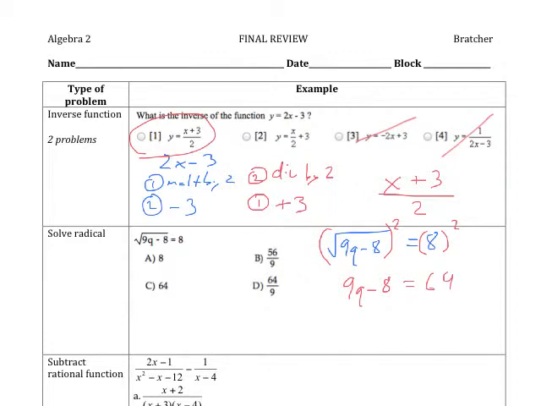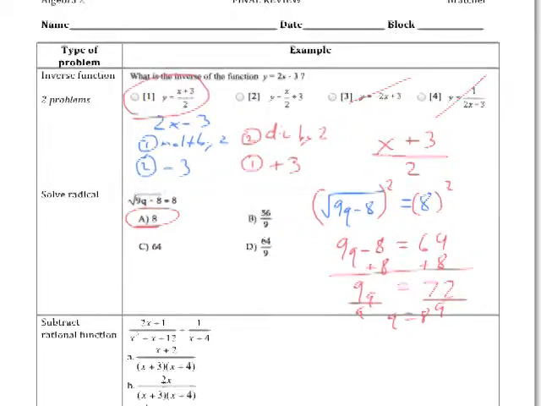Now I would add 8 to both sides, and that gives me 9q equals, let's see, 64 plus 8, 72. And then if I divide both sides by 9, I get q is equal to 8. And A is the answer. All right, we move on.